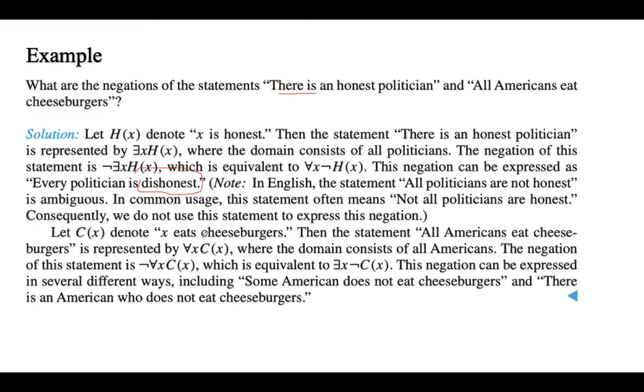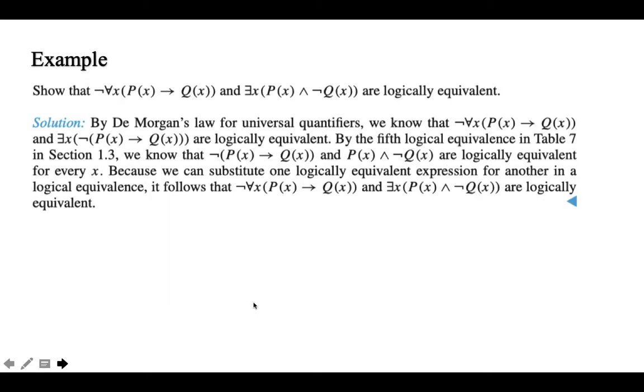Let C of x denote that x eats cheeseburgers. Then the statement all Americans eat cheeseburgers can be represented by for all x C of x, where the domain consists of all Americans. The negation of this statement is not for all x C of x, which is equivalent to there exists x not C of x. So there exists an American who does not eat cheeseburgers. The negation can be expressed in several different ways, including some American does not eat cheeseburgers, and there is an American who does not eat cheeseburgers.